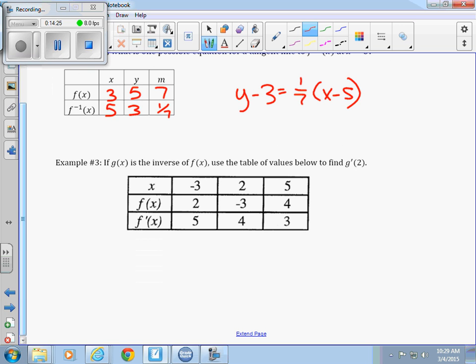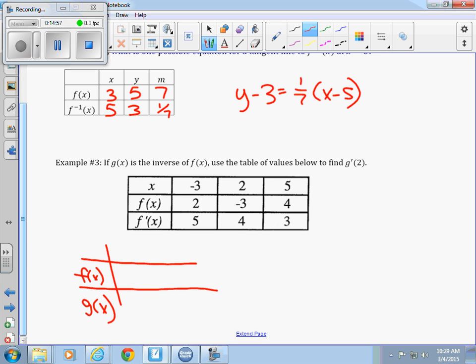If g of x is the inverse of f of x, use the table of values below to find g prime of 2. Okay. So remember, g of x is the inverse of f of x. They aren't giving me a table. There's a table here, but it's not my table. So the first thing I'm going to do on this problem is set up a table. I've got f of x, and I have g of x, which is f inverse.